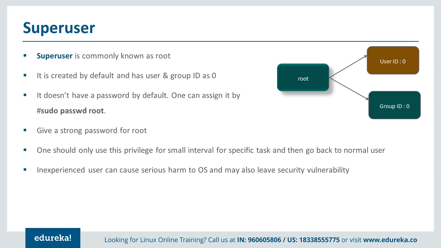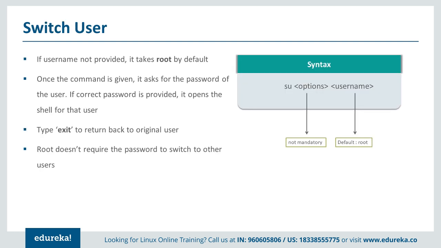It is advisable that you give a strong password for root. One should only use this privilege for a small interval, for specific tasks, and then go back to normal user, because it is a security breach. Once someone has got access to root user, he can do anything with the machine. An inexperienced user can cause serious harm to the OS and may also leave security vulnerabilities if they have got access to root user. Then how to switch user?